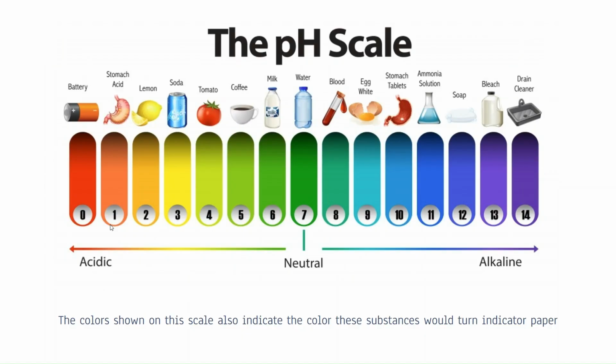All right, so here's our scale. We've got some common items in here as well. So 0, the most acidic thing we can think of is something like battery acid. And then all the way on the other end, the most basic thing we can think of is something like a drain cleaner, which is very, very basic. The colors that we see on this scale correlate to the color that this substance would turn a universal indicator paper.